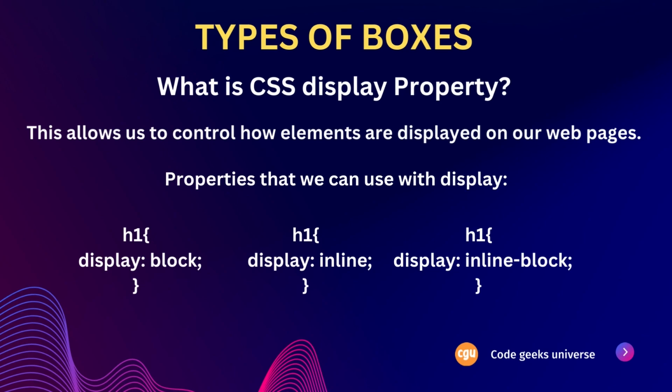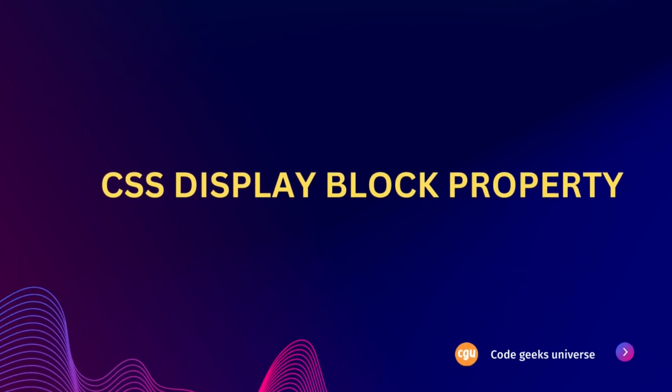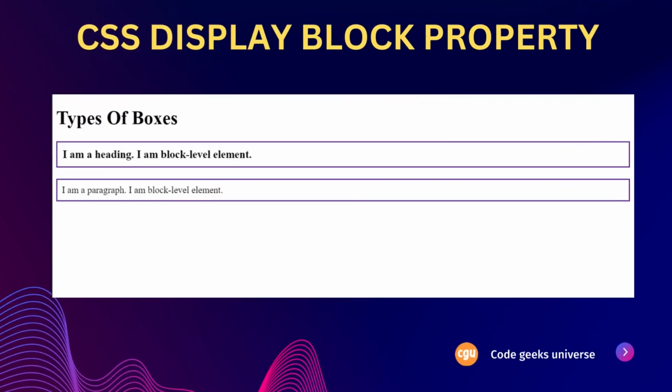Now, first of all, we are going to learn about the display block property. This property transforms elements into block level elements. Block level elements stack on top of each other, taking up the full width of their parent container, and always start on a new line, which is perfect for creating clear content sections on your website. You will commonly use this property for things like headings, paragraphs, and divs. It is the go-to choice for creating structured content.